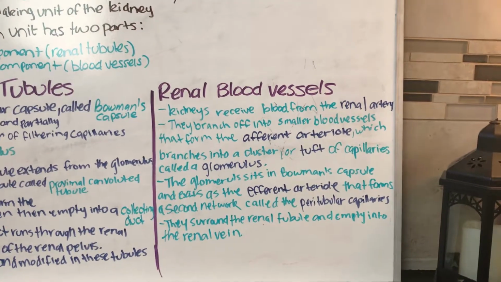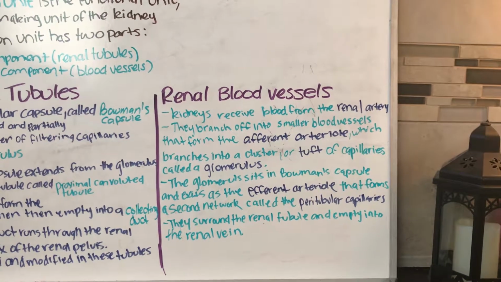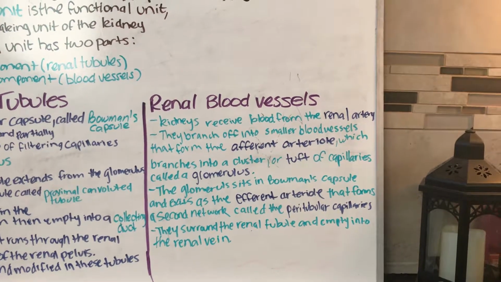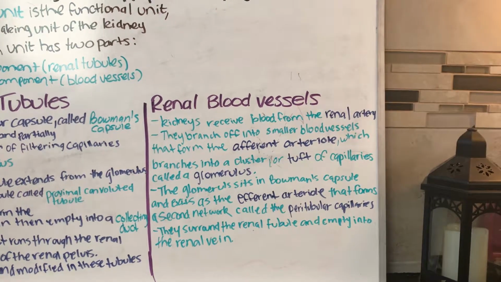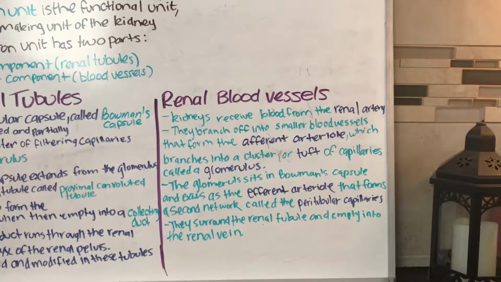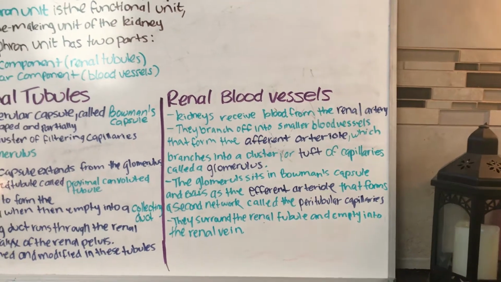So the glomerulus sits in Bowman's capsule and exits as the efferent arteriole that forms a second network called the peritubular capillaries. They surround the renal tubule and empty into the renal vein.